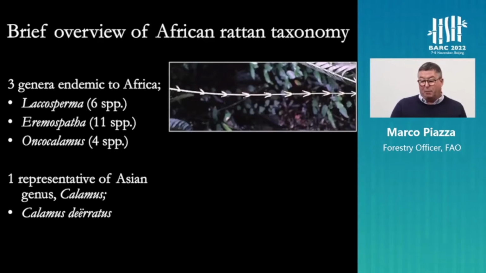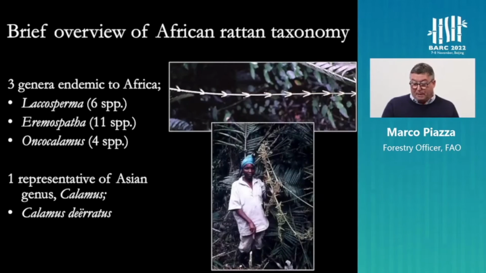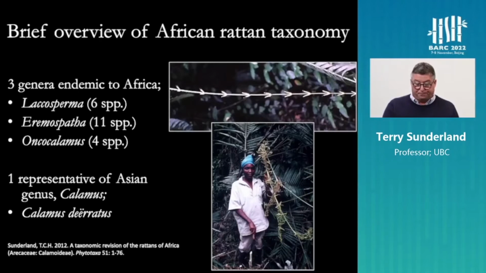The endemic genera climb with the aid of a cirrus, which is essentially a modified extension to the end of the leaf, characterized by these acanthophylls, which are modified leaves. And the African Calamus climbs by the aid of a flagellum, as they do in Southeast Asia.